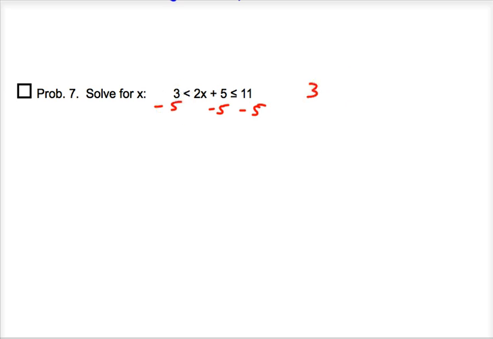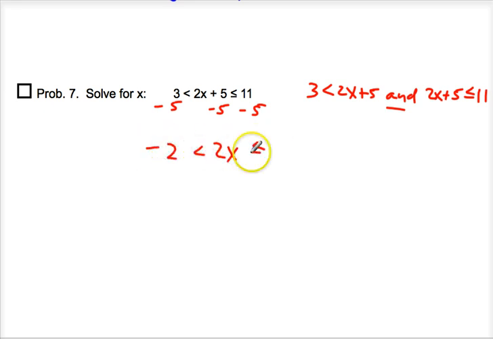Like I'm saying, you could write this as 3 is less than 2x plus 5, and 2x plus 5 is less than or equal to 11. You could write it as two separate problems. Your call. When it's in this form, I like to leave it as is. So I get -2 is less than 2x, is less than or equal to 6. Divide both sides by 2, and I get -1 is less than x, is less than or equal to 3. Some people make a mistake right here because they see that negative, they think they'd have to switch the symbol. But you don't have to switch that symbol because you're not dividing by a negative. You're dividing by a +2, so the symbol stays the way it is.